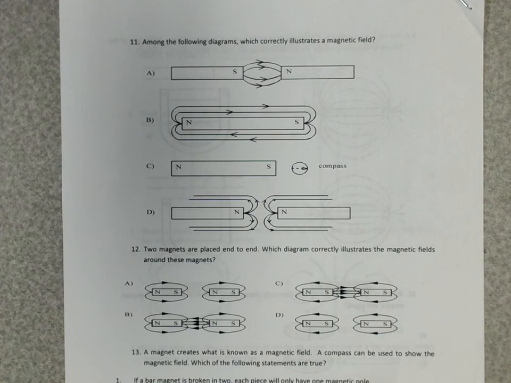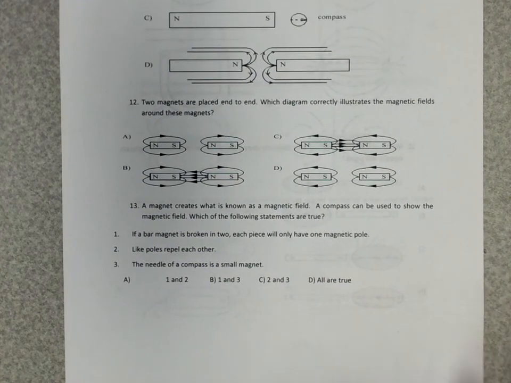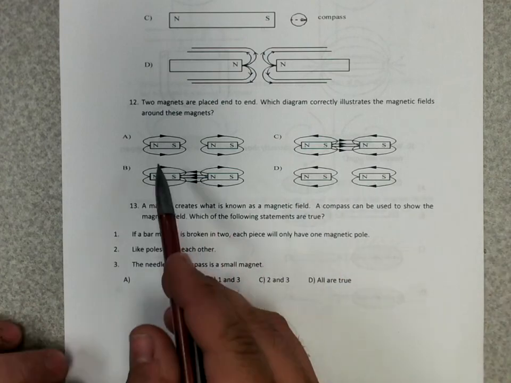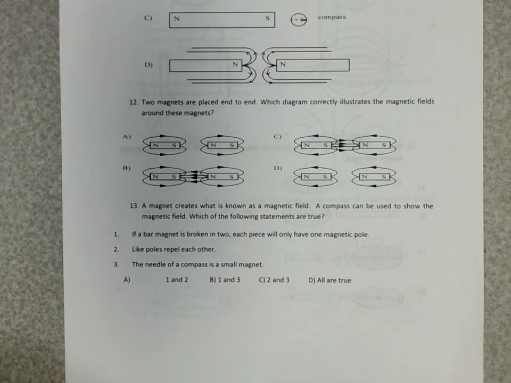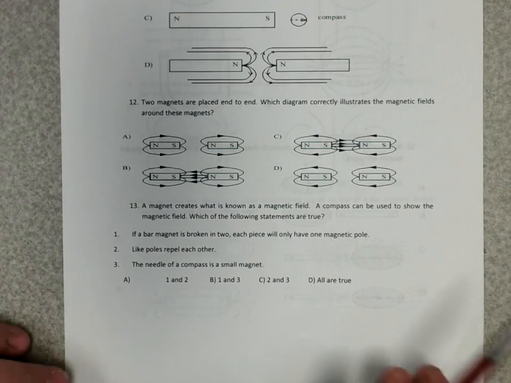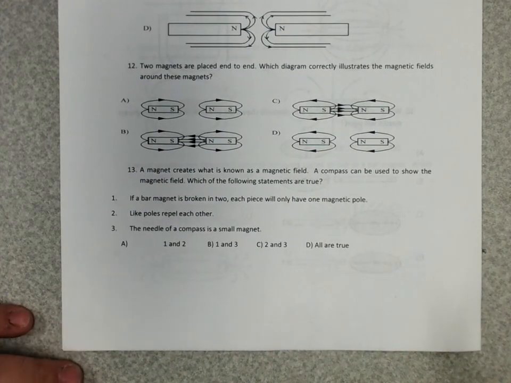Number 12, two magnets are placed end to end. Which diagram is correct? So once again, just go through here. Tell me which one's correct. Look at the flow of the magnetic field. Circle the correct one.